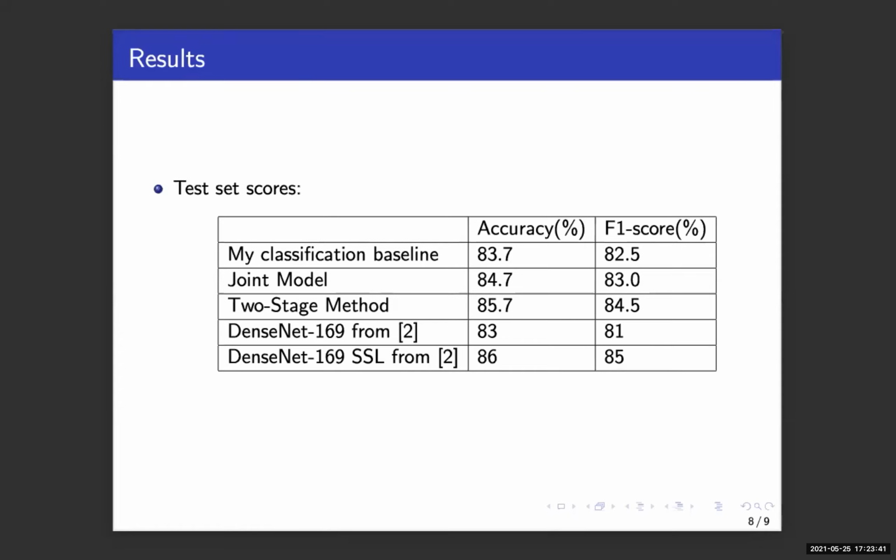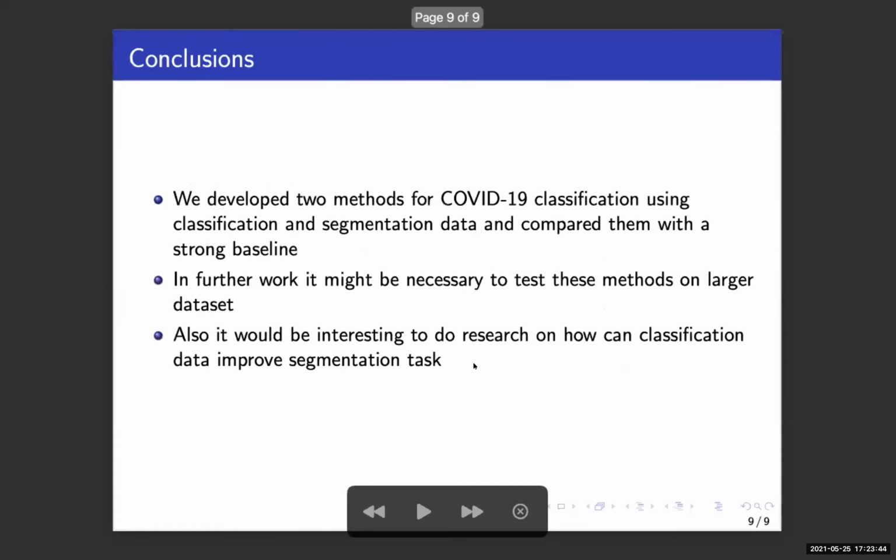So, and about the conclusions. In this work, we developed 2 methods for COVID classification using classification and segmentation data, and also built a strong baseline which we compared with. As further work, it might be necessary to test these methods on a larger dataset, because the datasets used were actually quite small, so it was enough to develop these methods and get some metrics. But for further use, like clinical, it's necessary to test on larger datasets.